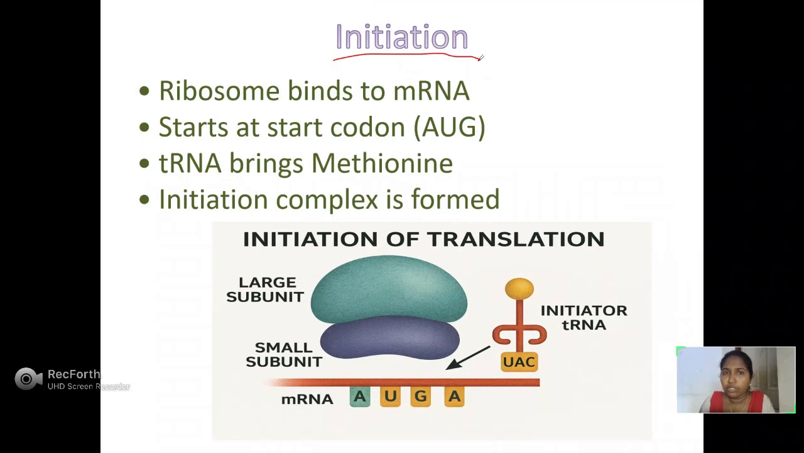The first step is the initiation process. Initiation means the starting of a process, the starting of the translation process. Here we need to start something. For example, to start a class we need a teacher, a classroom, and what else do we need? Students. Like that, initiation is the starting, and for the start we need some members or requirements. Here also the ribosome is needed for starting the process: a ribosome, tRNA, and of course mRNA.